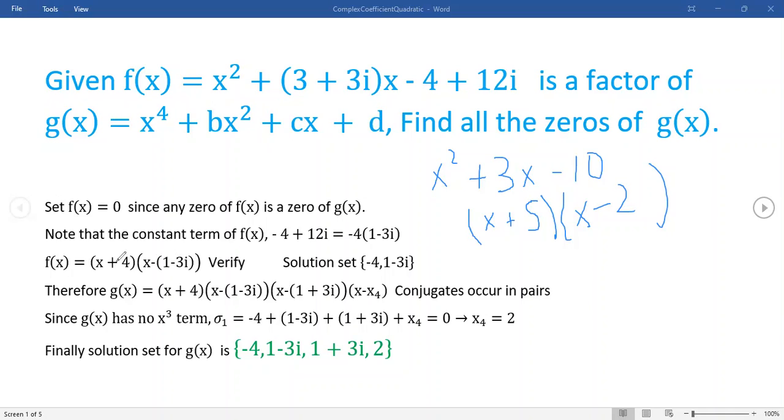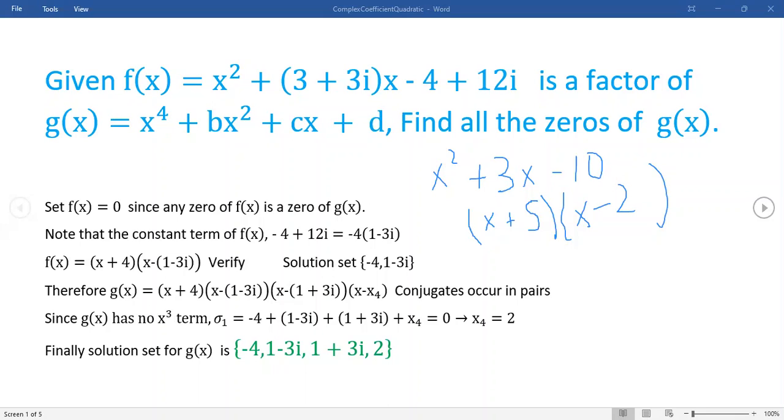Here's an example where it didn't occur right off, but we know that 1 plus 3i will have to also be a factor of the bigger polynomial g of x, right? Remember, there's a well-known result that complex zeros have to occur in conjugate pairs. I don't even know if I can prove it, but I know that it's true.